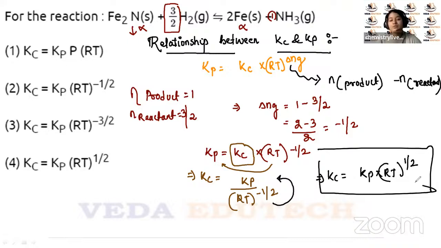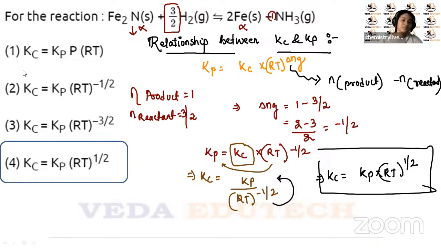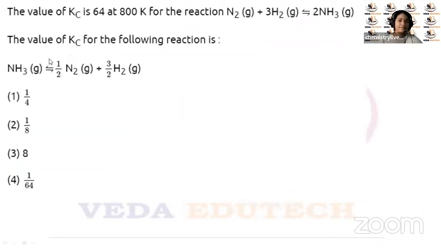And that is in which option, children? That is in your option number D. So option number D is going to be your correct answer. Yes, so this was one takeaway concept from here, that the relationship between Kc and Kp we have discussed. Let us move on to the next question and see what concept awaits for us. Next question on your screen, everyone. Try this.